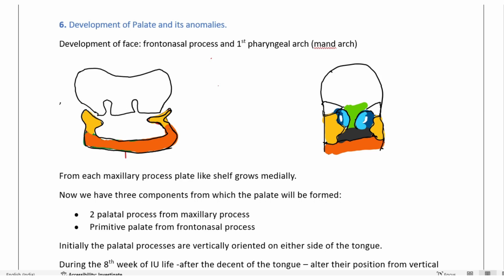Let's move on to the next question. Development of palate and its anomalies. Anomalies will be for 2 marks and development of palate will be for 3 marks.